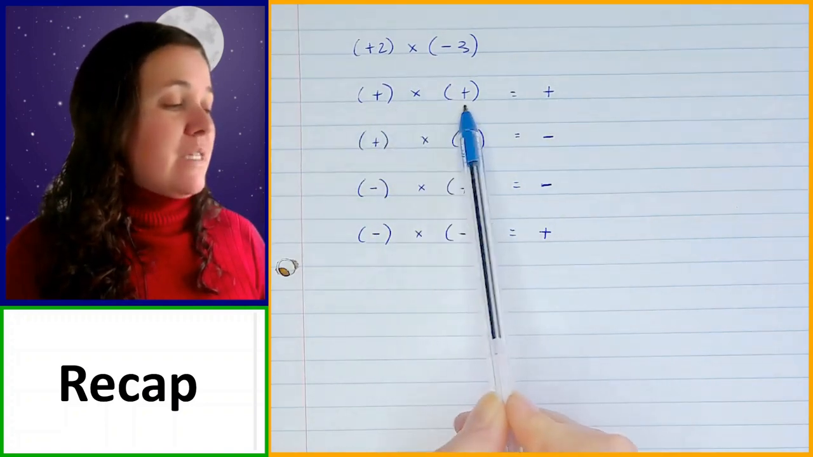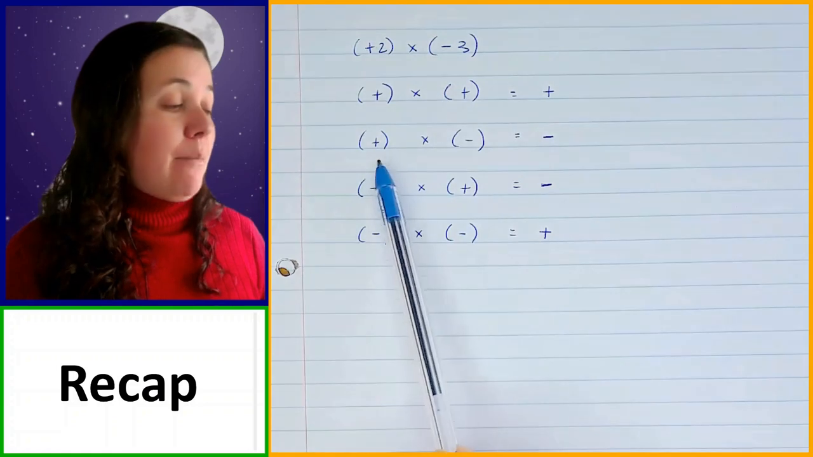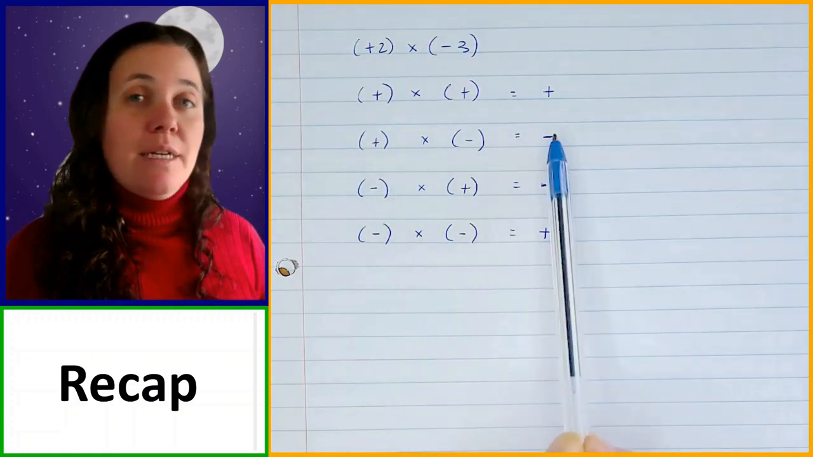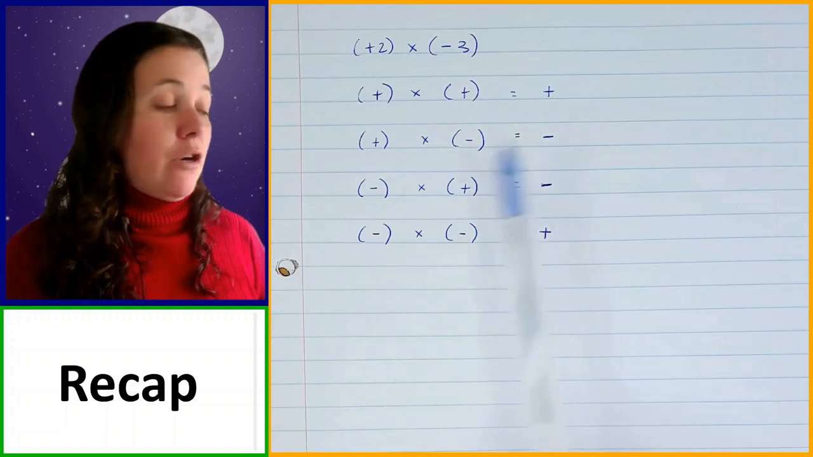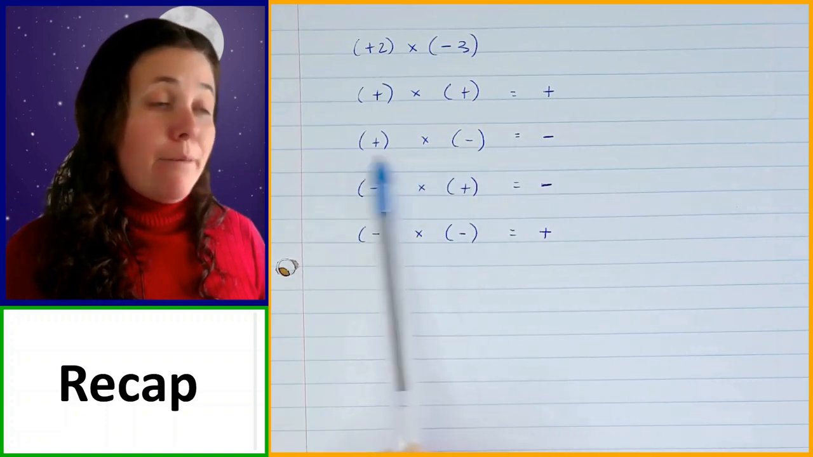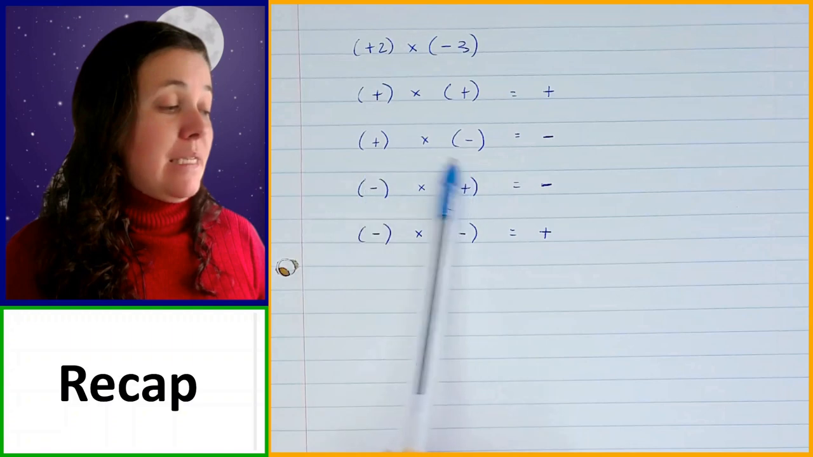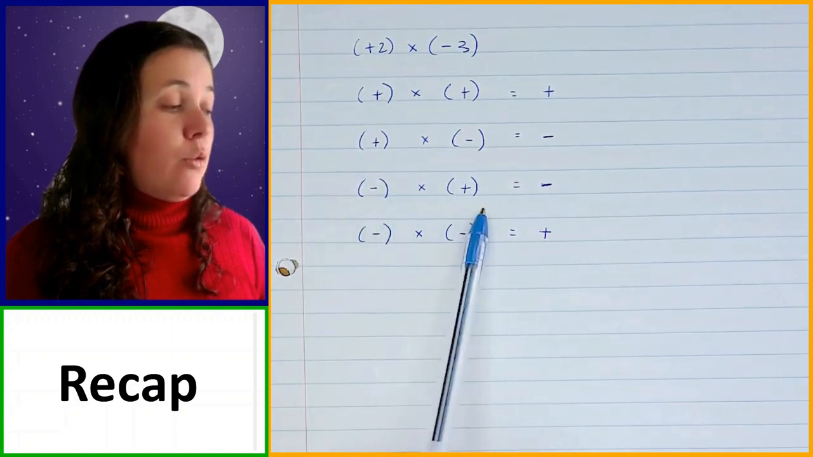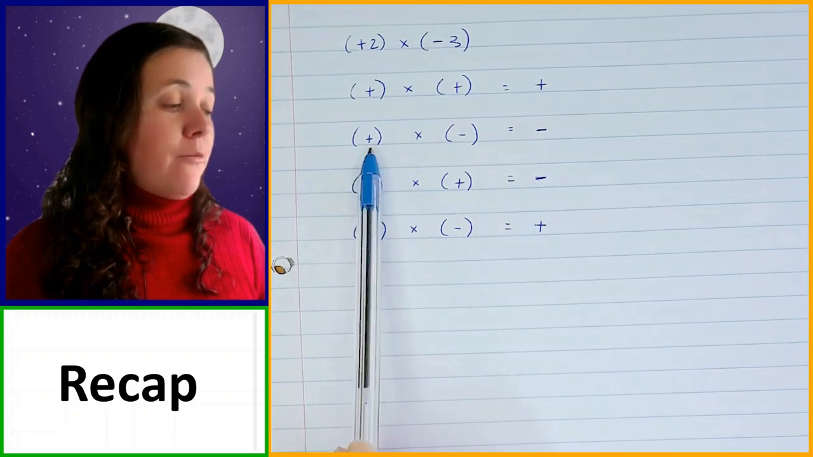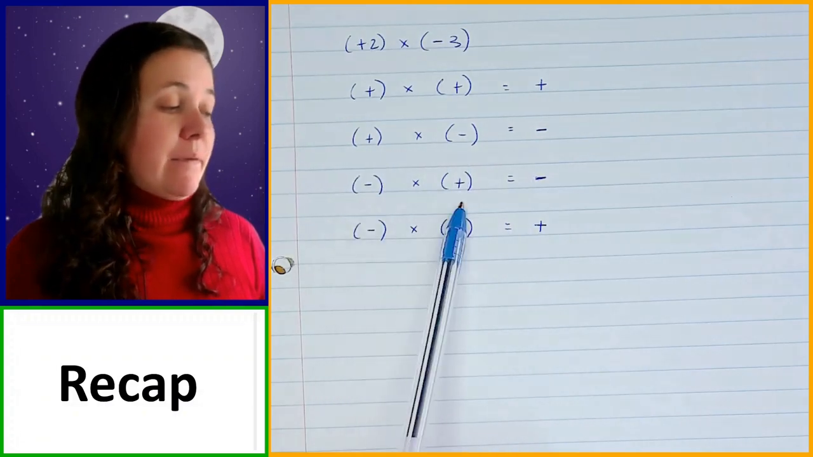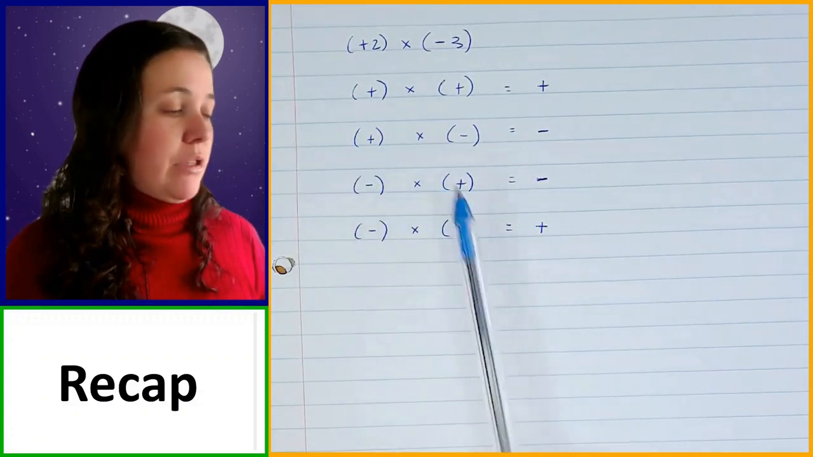So a positive times a positive is positive. A positive times a negative is negative. A negative times a positive is also negative. Now remember, multiplication is commutative, so that makes sense. If these are the opposite way around, we should still end up with the same thing. So a negative answer comes from both positive times negative and negative times positive. We've just switched the signs around there.